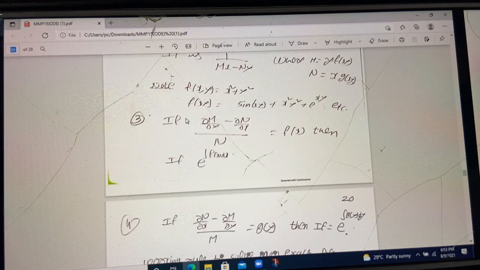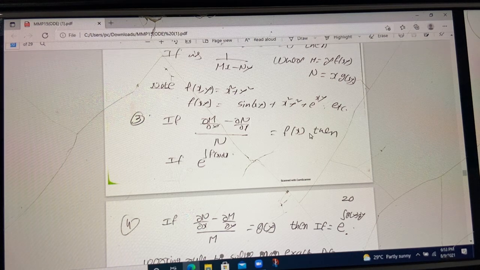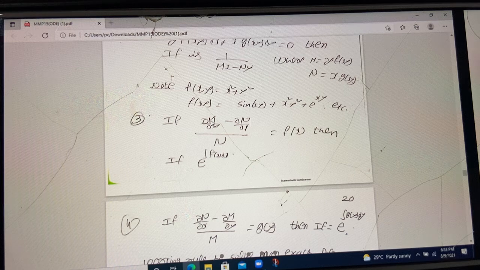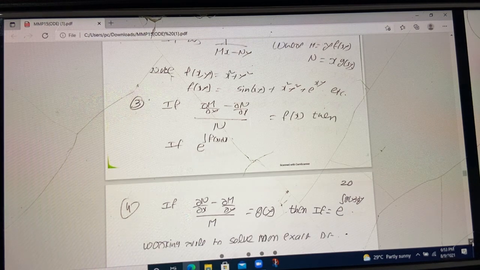Next. If (dou m by dou y minus dou n by dou x) by n is equal to f of x. How will you remember this? If it starts with m in the numerator, the denominator is n. If you start with n, the denominator is m, and the numerator should be n minus m. It should be a function of x alone. Then e to the power of integral f of x dx gives you the integrating factor. f of x is not the integrating factor; e to the power of integral f of x dx is. If the denominator is m and the numerator is dou n by dou x minus dou m by dou y, and it is a function of y, then the integrating factor is e to the power of integral g of y dy.